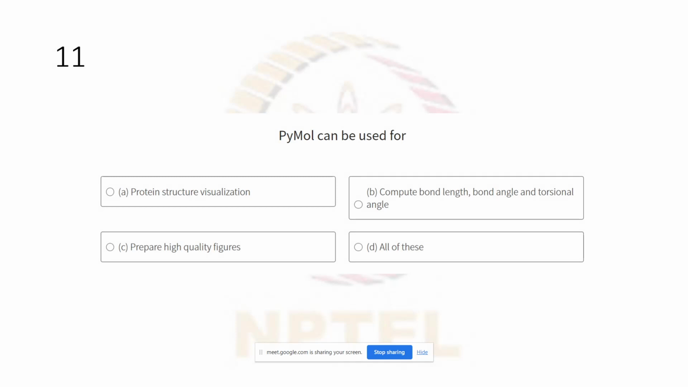Next is the PyMol based question. PyMol can be used for... Yes, PyMol is used for protein structure visualization, and it also gives us the option to compute bond angle, bond length and torsional angles, and it helps to prepare high quality figures for our publications or other analysis purposes.